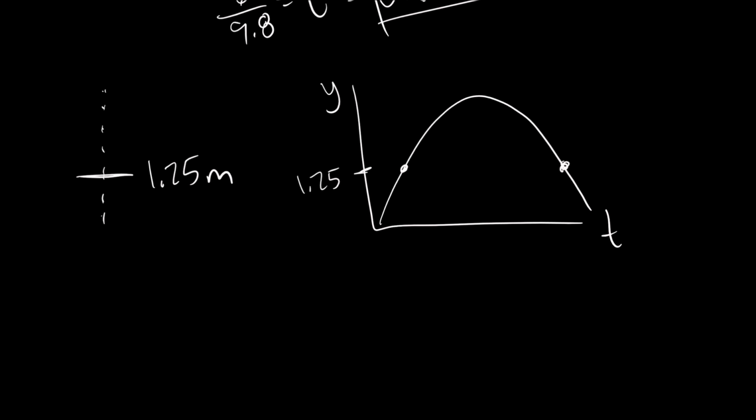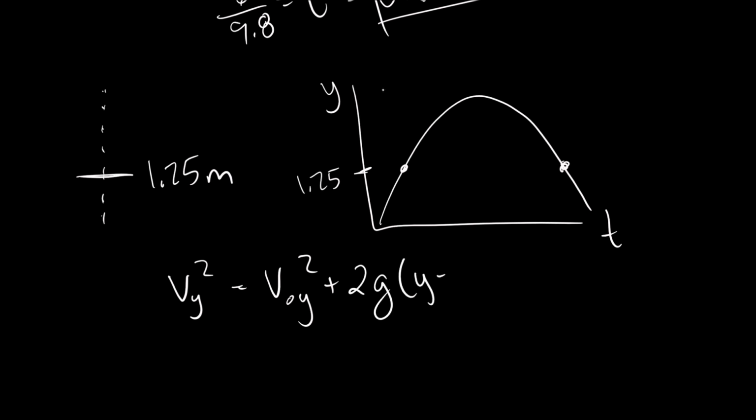So let's take a look. Again, we're going to want to use v y squared equals v naught y squared plus 2g times y minus y naught. And we know now y is 1.25. Our initial position is still 0, so 1.25 we can plug in.